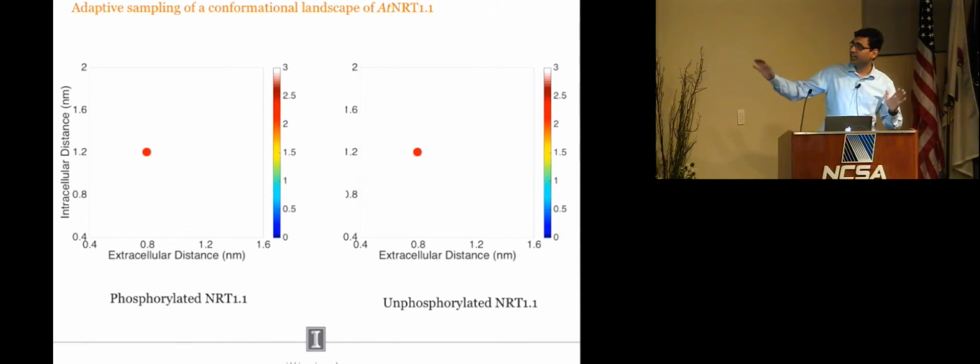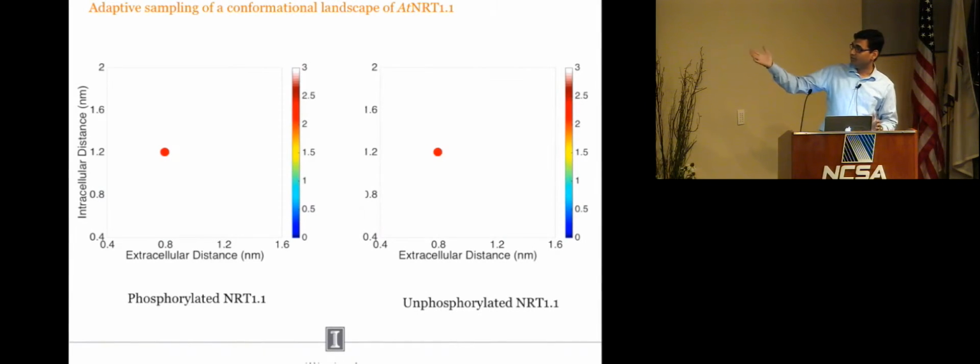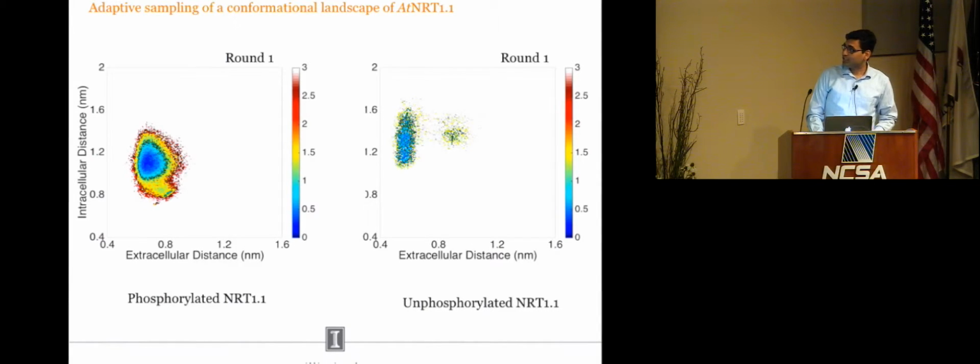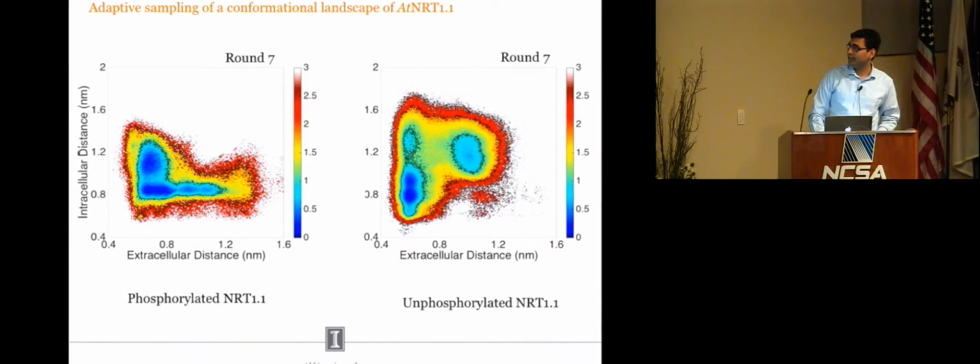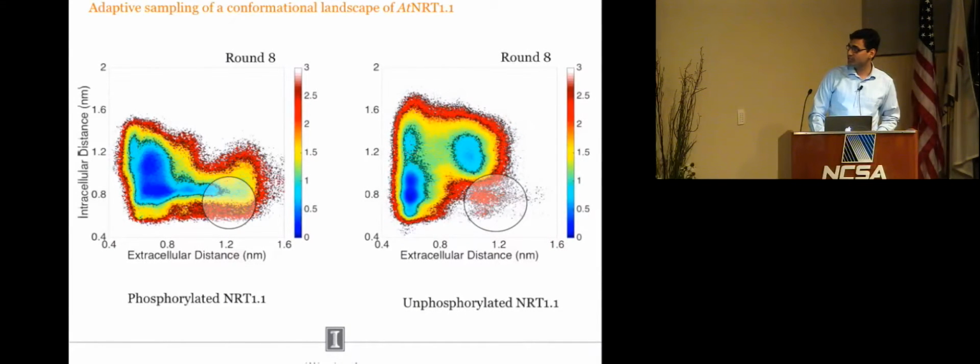So we have this single dot here on this landscape, and the colors represent the density, or free energy, with white being low. So we started from a single structure. Let's say we are sampling this landscape for both a phosphorylated transporter and an unphosphorylated transporter. And we can keep on doing this sampling, and we are exploring more and more space until we reach a sort of converged description of the landscape.